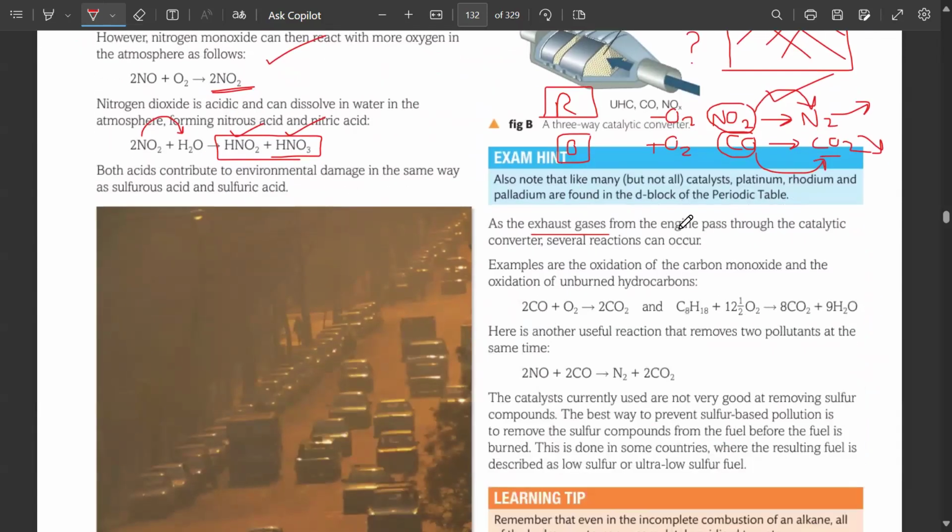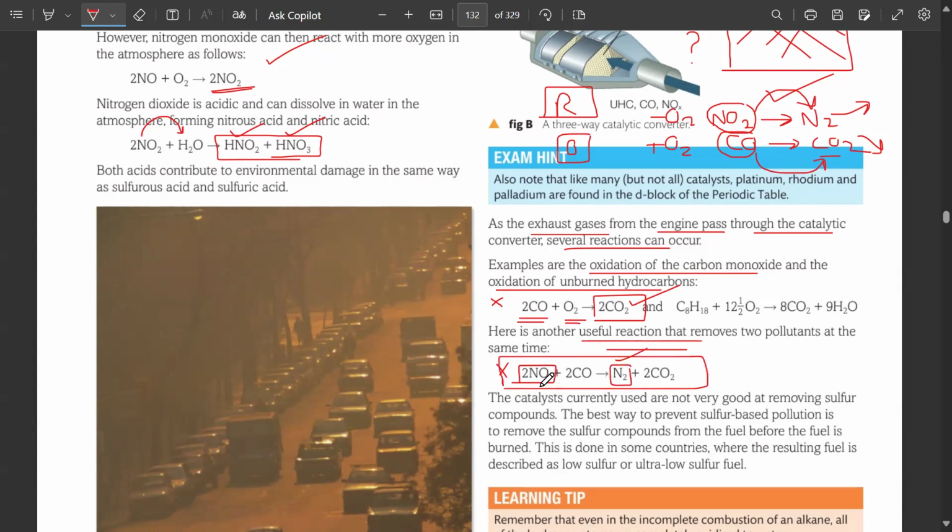As the exhaust gases from the engine pass through the catalytic converter, several reactions can occur. Examples are the oxidation of carbon monoxide and the oxidation of unburnt hydrocarbon. Look at this. कैसे आपने कार्बन मोनोऑक्साइड के अंदर ऑक्सीजन ऐड करके कार्बन डाइऑक्साइड प्रोड्यूस कर दिए. This was harmful, but CO2 released by the cars is not harmful. Here is another useful reaction as well. Now nitrogen monoxide was harmful, but the nitrogen that is now being produced is unharmful. So this is the full equation.